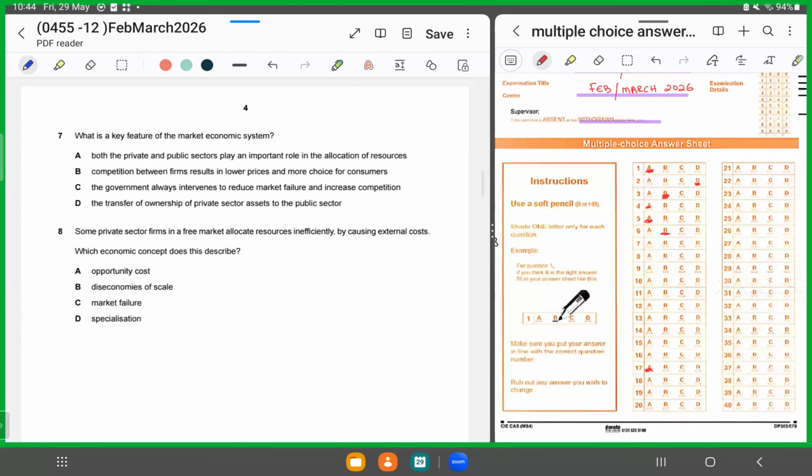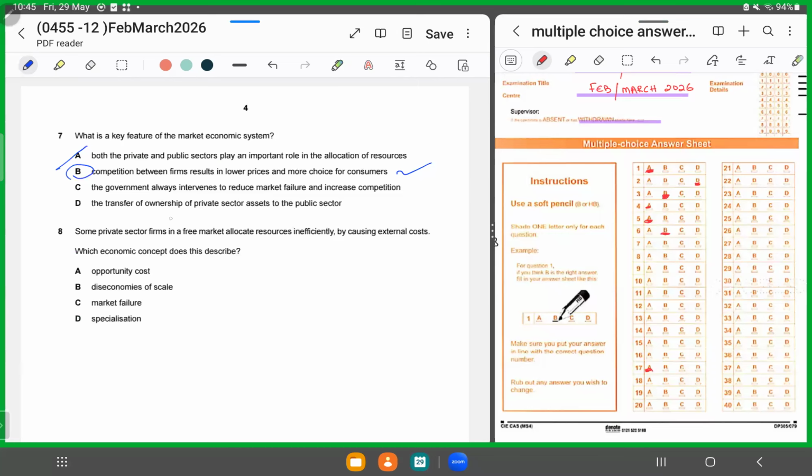What is the key feature of the market economic system? Now, which is the key highlight? What differentiates a market economic system from the other two types of economic systems? A says would the private and the public sectors play an important role? No. B says competition between firms results in lower prices and more choices for consumers. Yes, that's correct.